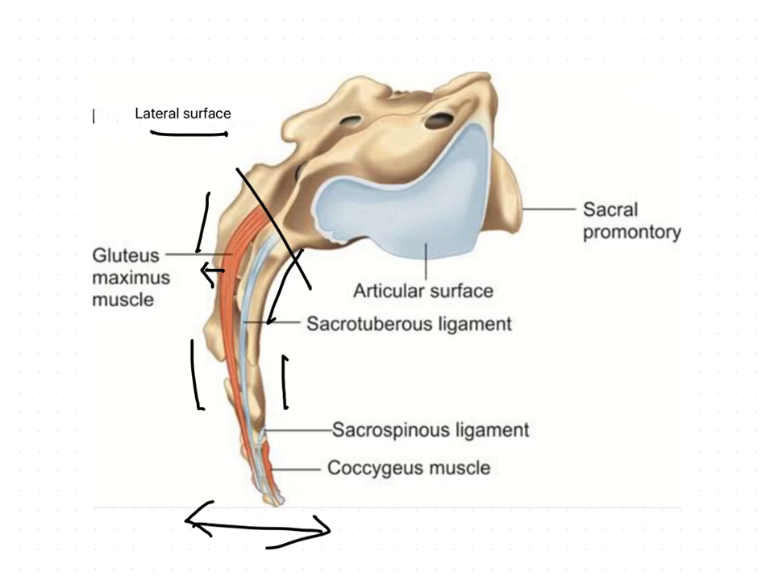Next one is the sacrotuberous ligament. This is a very important ligament, the sacrotuberous ligament. And next comes the sacrospinous ligament. Here you can see the sacrospinous ligament. And finally, more anteriorly, it gives attachment to the coccygeus muscle. So these are all the attachments from backwards to forwards.